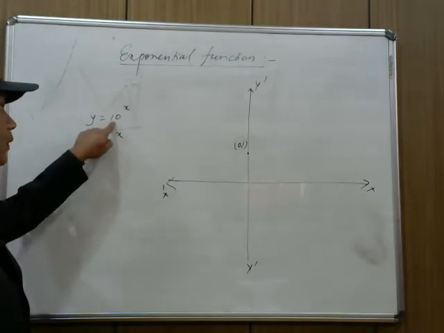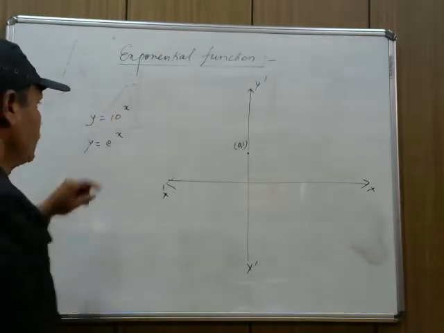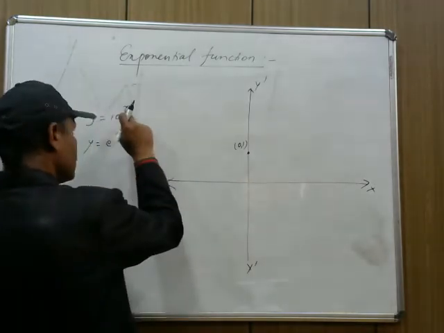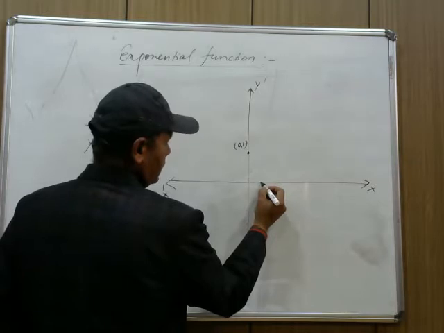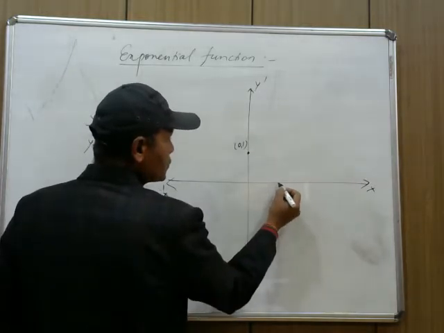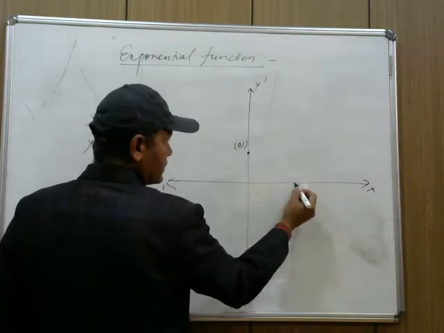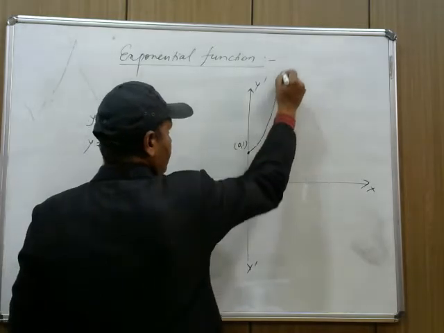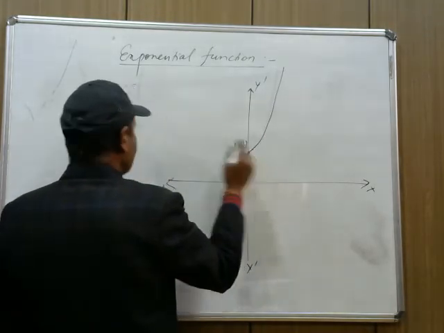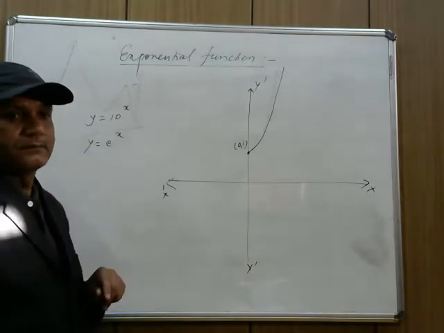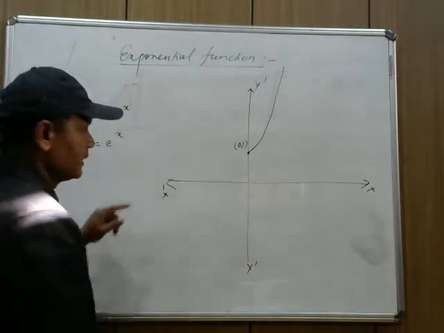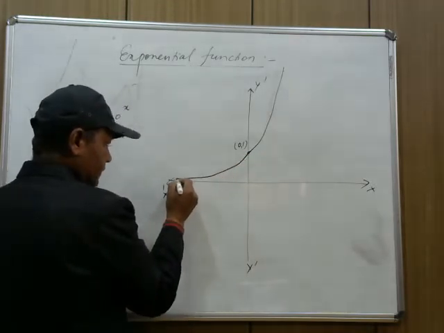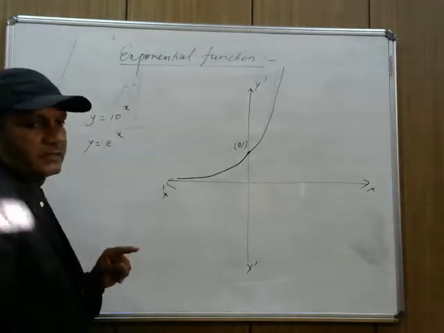And if I write here 10 to the power x, so now when x is 0, y is 1. When x is 1, y will be 10. When x is 2, y will be 100. When x is 3, y will be 1000, that means it will go very steeply up. Similarly, when I take 10 to the power minus 1, x is taken now negative, then it comes very near to the x-axis like this. It won't touch the x-axis.